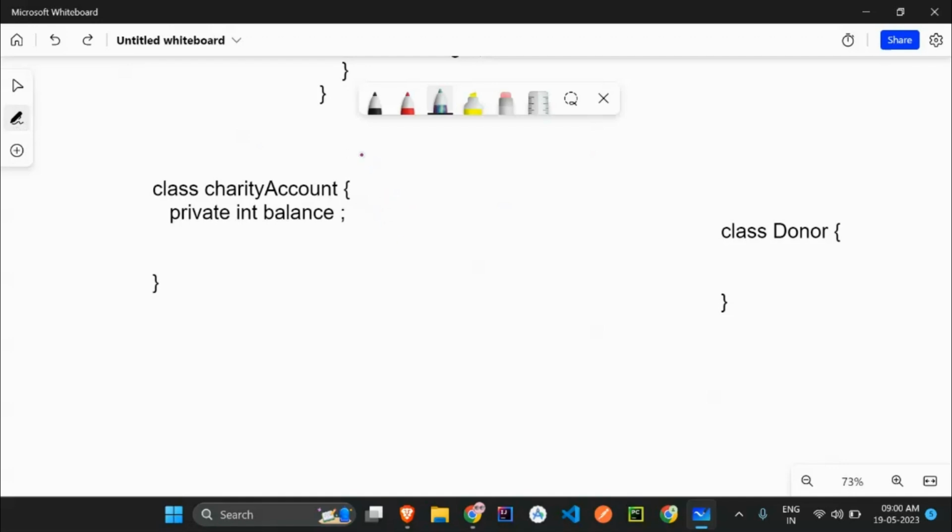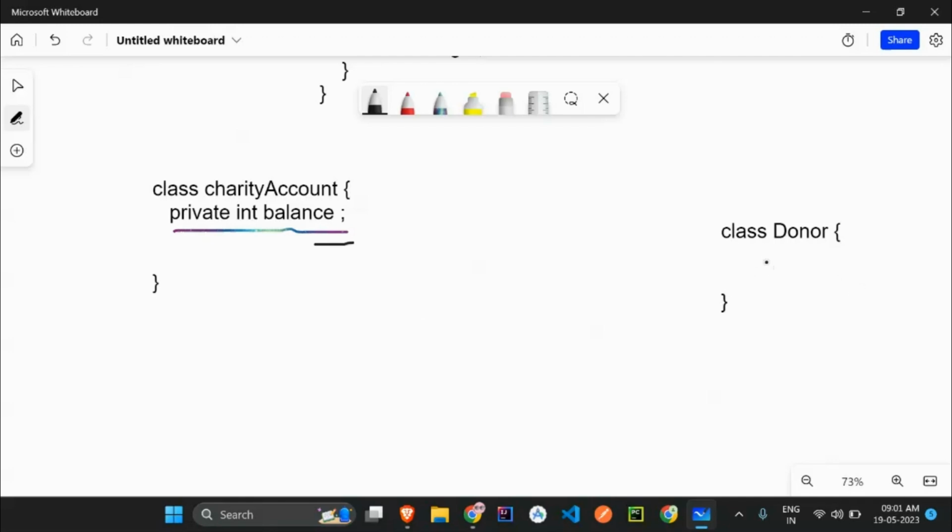See, suppose there's a class charity account. There's an organization, NGO, or charity institute which has an account and it consists of one property, that is balance. This institute can read its balance, like the charity organization can see how much balance they have in their account.